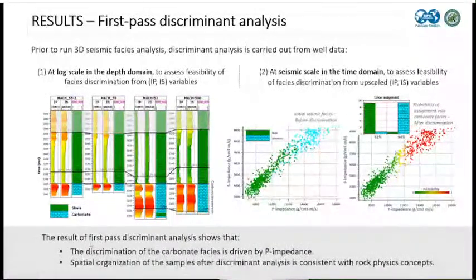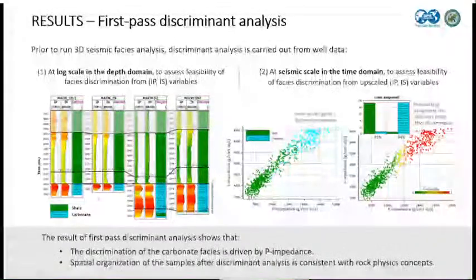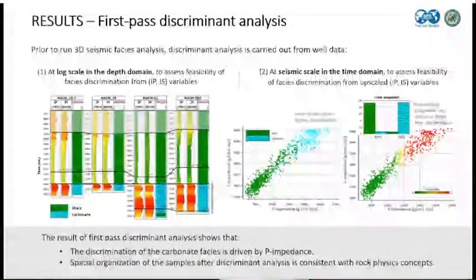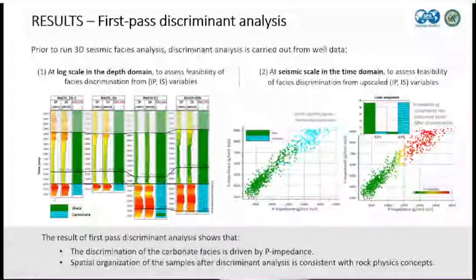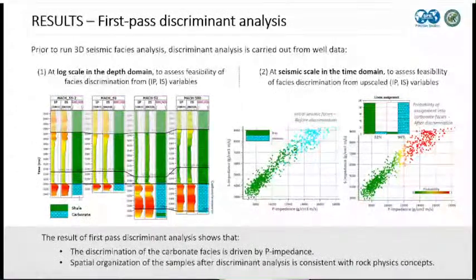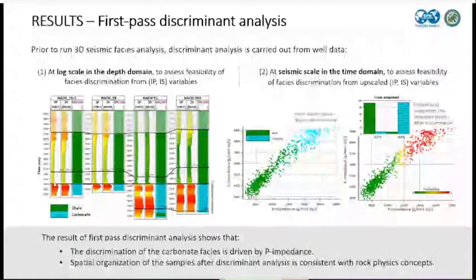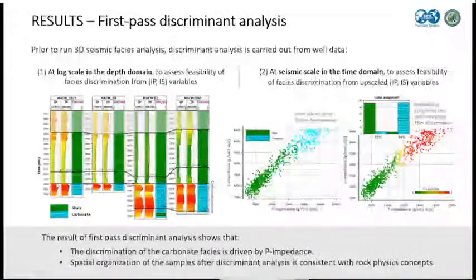So here the figure shows the data at seismic scale in time domain. We can see an example of a few wells. We have the shale facies followed by the carbonate one, which is the reservoir in our case. The first track corresponds to the P impedance, the second track to the S impedance, and the third track to the facies. So we can clearly see a major change of elastic response when entering into the carbonate facies, into the reservoir.